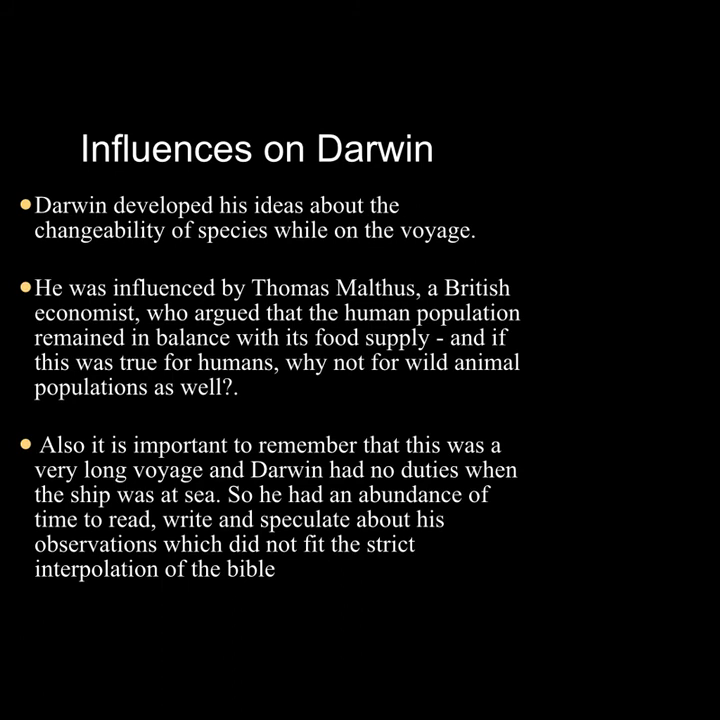Some of the influences on Darwin: he developed his ideas of changeability while on the voyage. He was influenced greatly by Thomas Malthus, a British economist who argued that human populations remained in balance with the food supply. If there's more food, the population would go up. Less, you'd have wars or famine or pestilence, and they would die down. If true for humans, why not for animal populations as well?